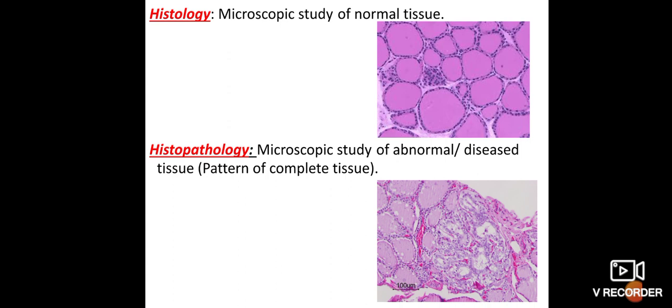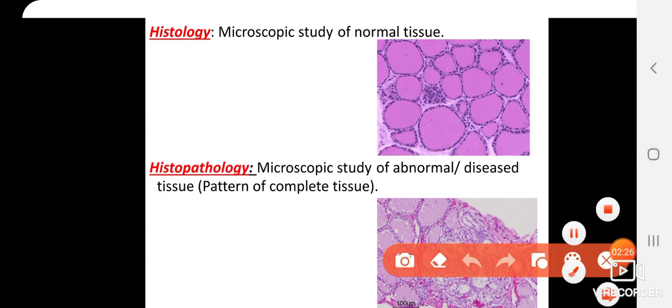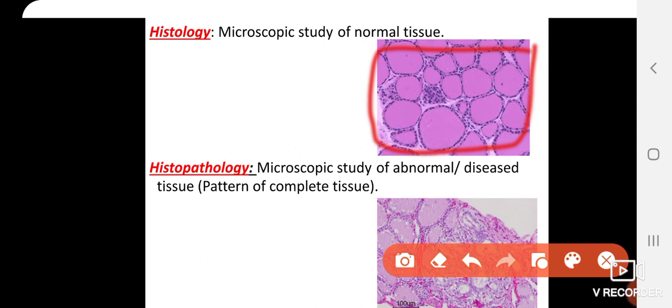Here you can see in this picture, this is a microscopic picture of thyroid gland, where you can see colloid in the center, which is pinkish color or eosinophilic material, and it is surrounded by these flattened type of thyroid follicular epithelial cells. So this is the normal histology of thyroid gland.